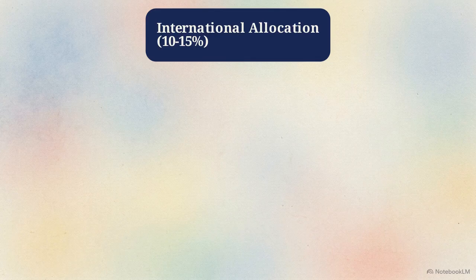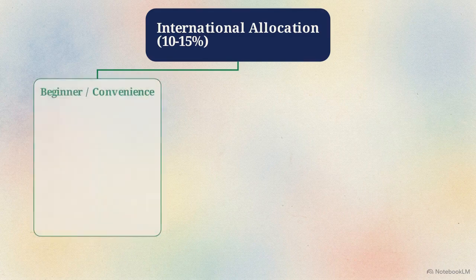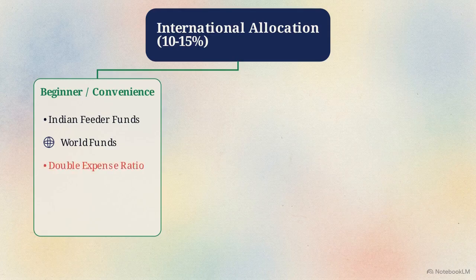A 10 to 15% allocation to international equities is a sound baseline for most portfolios. Your execution dictates your success. If you are a beginner or lack the time to manage paperwork, follow this first path. Use Indian feeder funds, specifically opting for a broad world fund that dynamically balances U.S. and emerging markets for you. You will pay a double expense ratio, but you guarantee zero LRS friction and simplify your domestic tax filings.